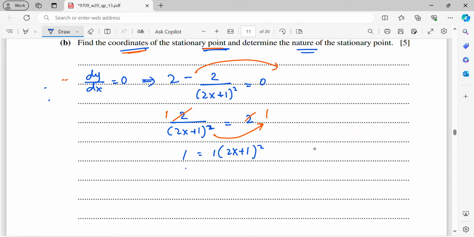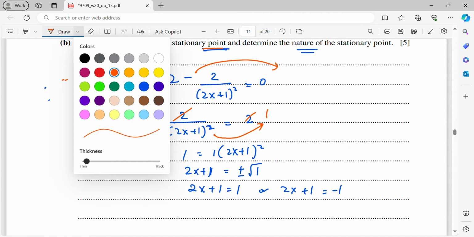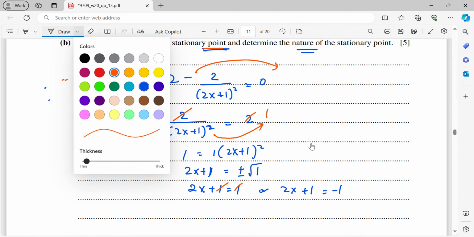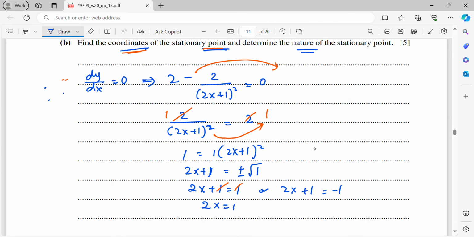So here I will get 2x plus 1 equals plus minus square root 1, which means 2x plus 1 is 1, or 2x plus 1 is minus 1. Now I need to get the x. For the first one, you can cancel off the 1 from both sides. That means 2x equals 0, then my x equals 0. For the other one, this 1 moved to the other side becomes minus 1, so we end up with 2x equals minus 2. Then your x will be minus 1.